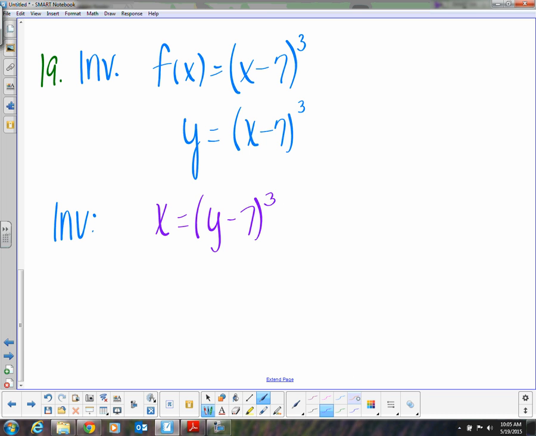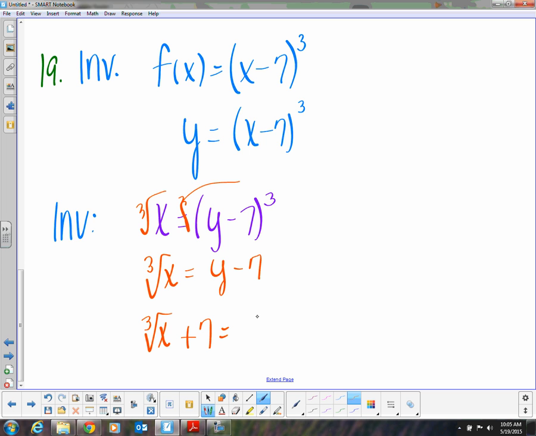So how do we undo a cube? So we're going to cube root both sides. So we're going to have cube root of x is equal to y minus 7. Then what do? Add 7. And I don't think they left it as y. They probably changed that to inverse notation. So there's a note to yourself. If you didn't know how to do this, you switch the x's and the y's. Well, use multiple choice. So you just have to pick the right multiple choice answer.